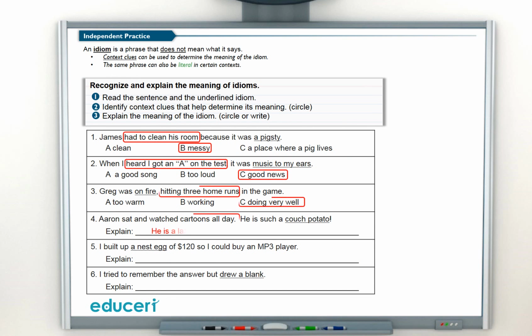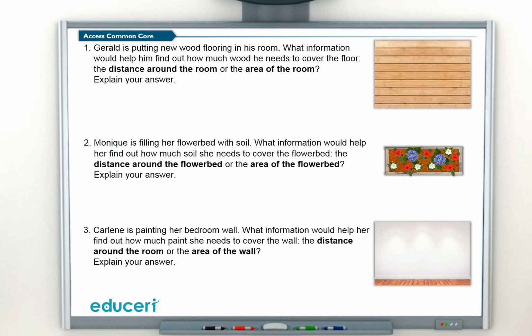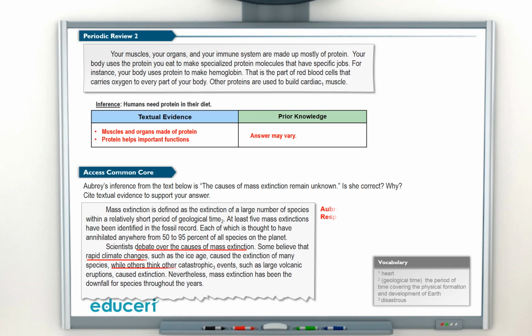Once students have been successful with the initial lesson, the remaining pages in the EDI lesson are meant for further independent practice and repetition of the skill.